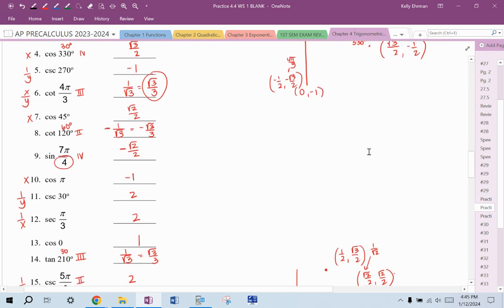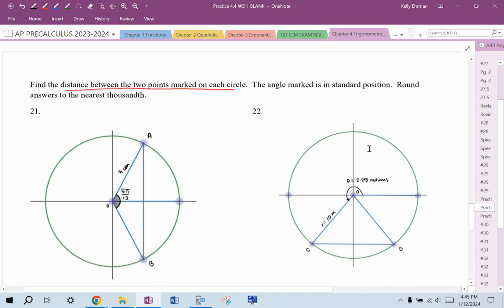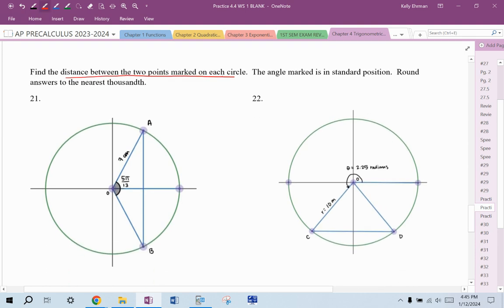So, okay. Last two problems. Find the distance between the 2 points marked on each circle. The angle marked is in standard position. Round to the nearest thousandth. This one is like in our notes. I meant to take this little angle marker off of here, so ignore this angle. When 5 pi over 13 is marked in, that's less than 1/2 pi. So I just meant that to be this angle.